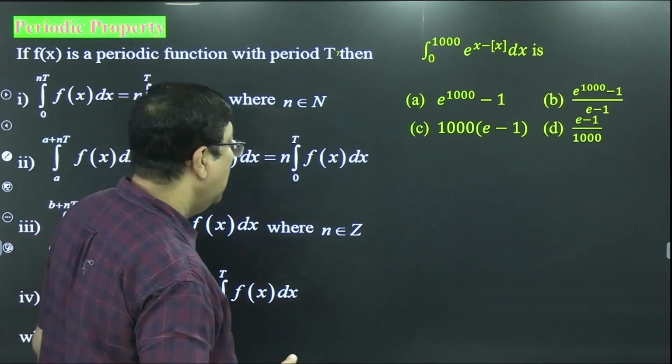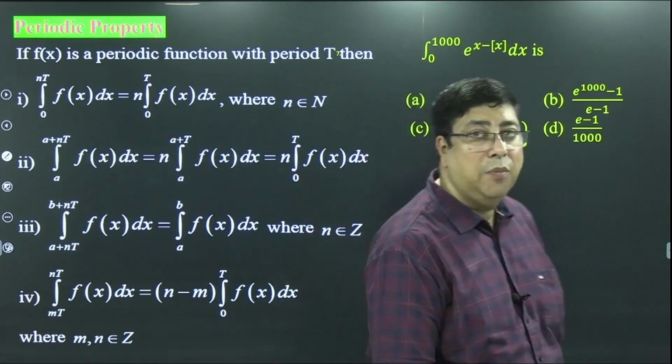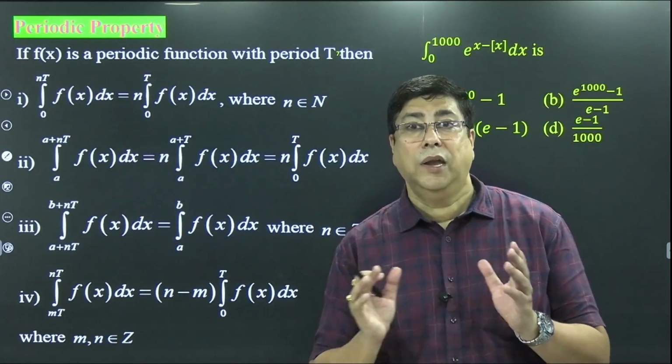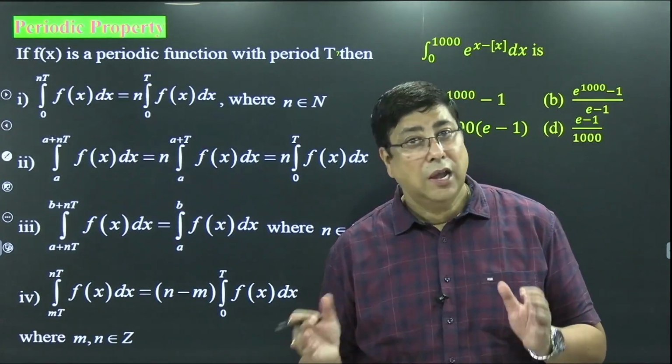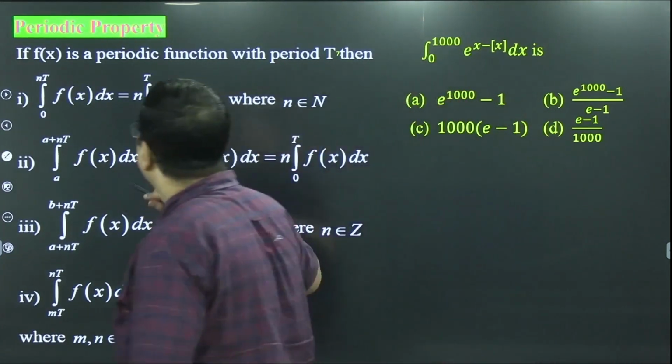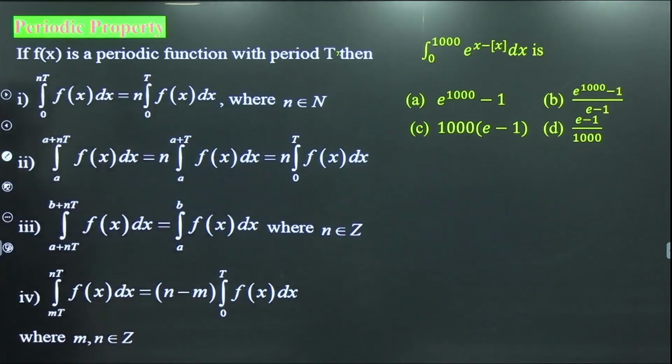Now let's come to the periodic property. It is another important part. A function is periodic if it repeats itself for a particular interval. The interval should be greater than 0 in its domain. So in this case we can write it like this. For the periodic property, these 4 properties are very important. First of all, integral from 0 to nT, where T is the period of f(x).